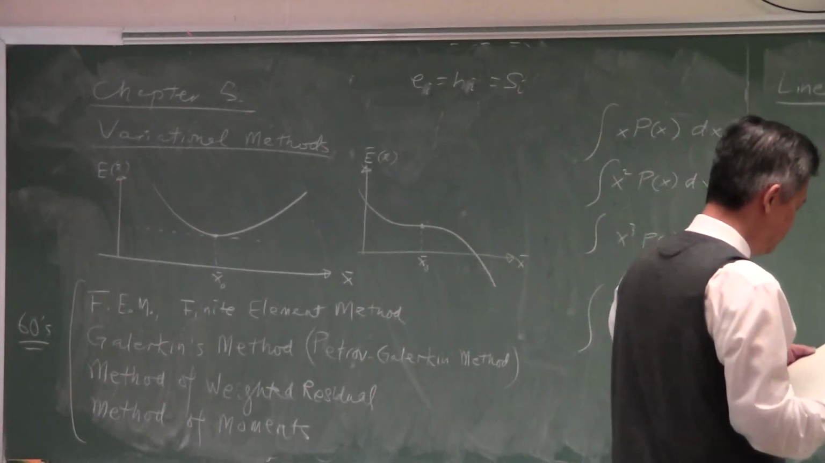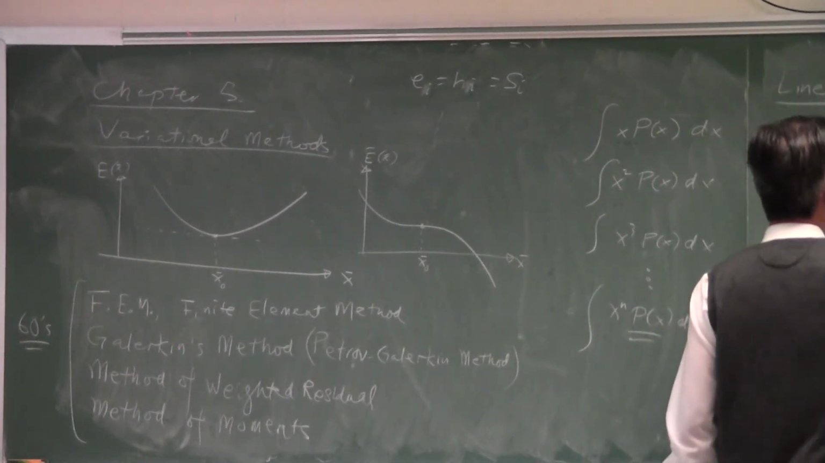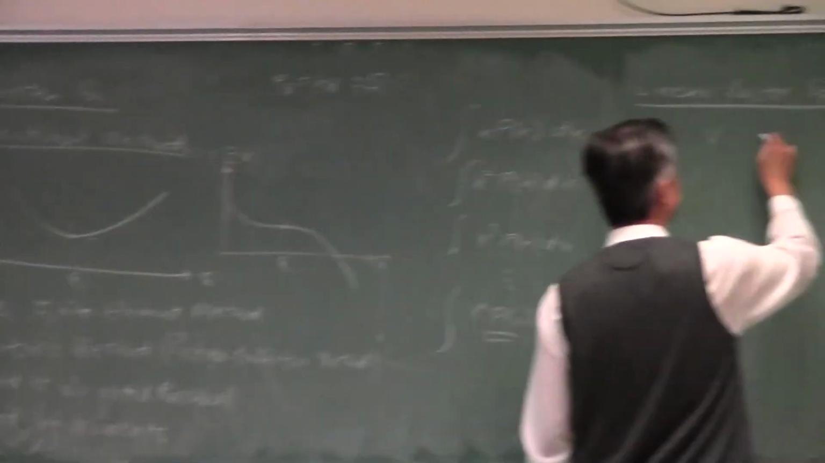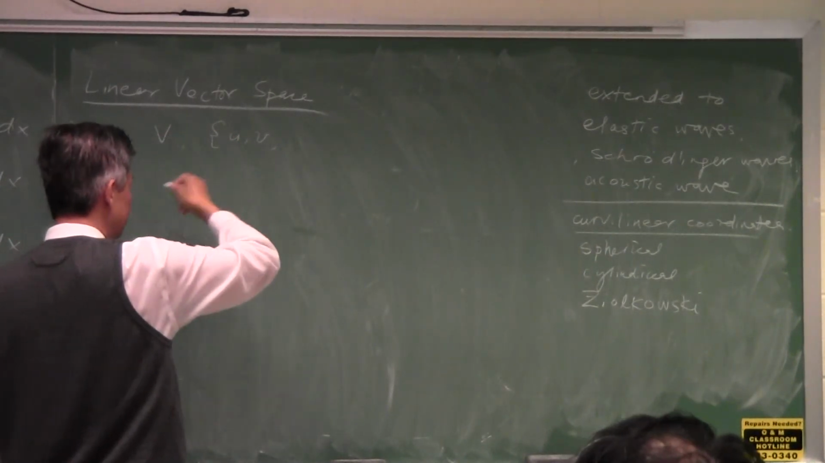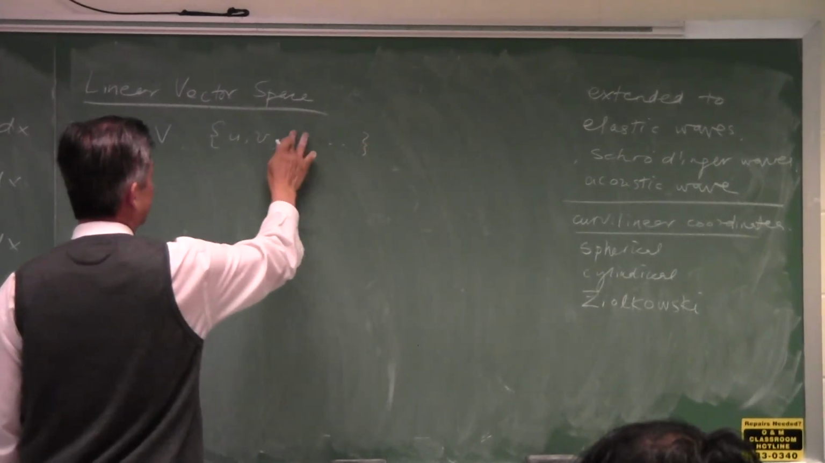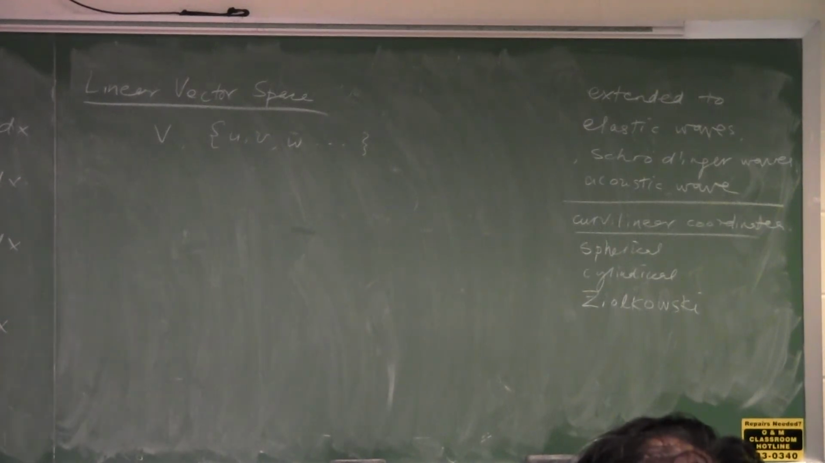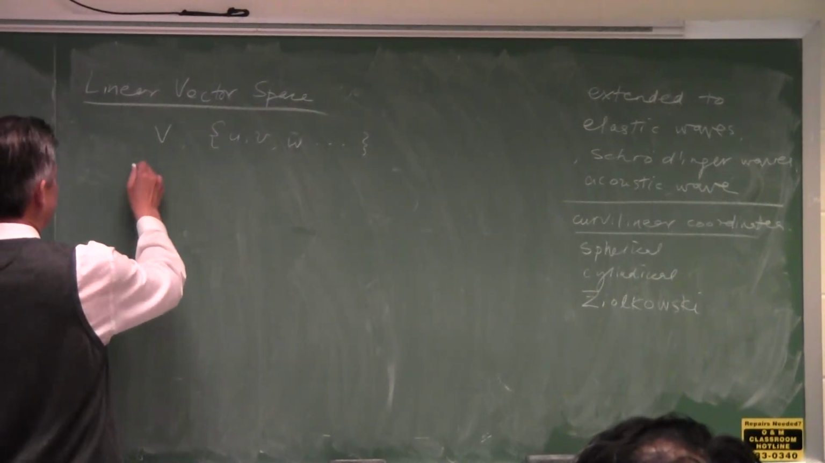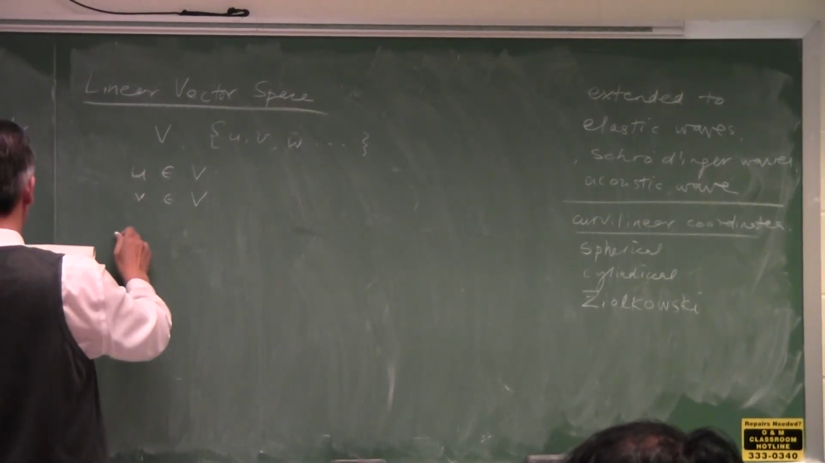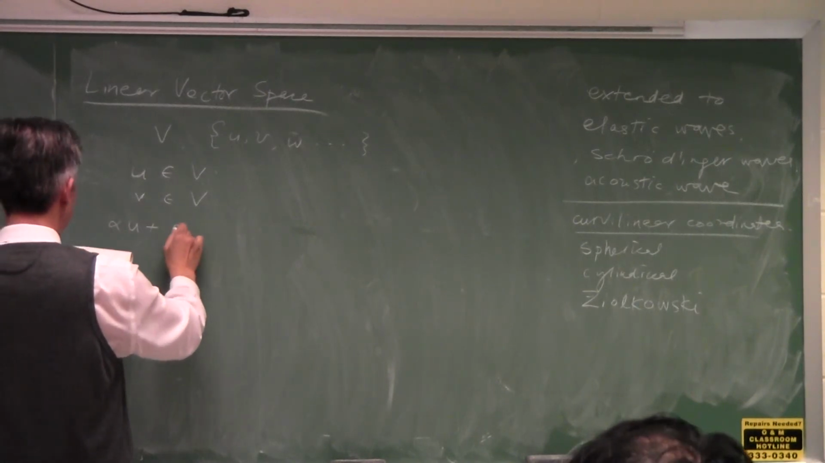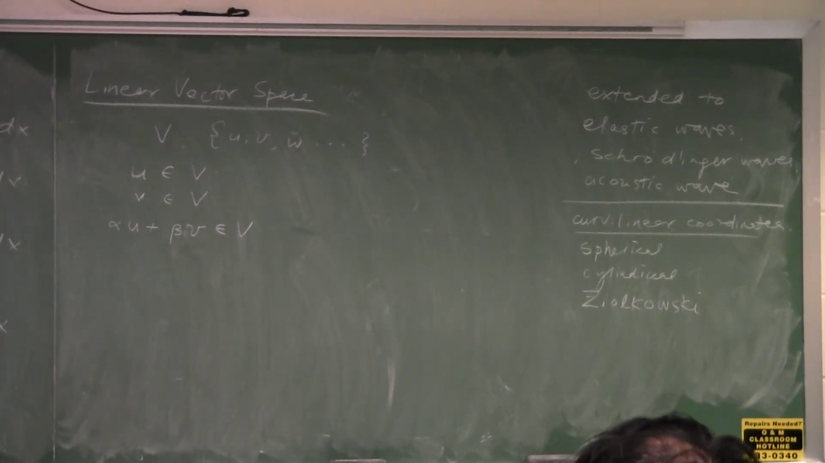Okay? So if you have a vector space, then the vector space contains sets of elements. This could be vectors, but usually mathematicians don't bother to use overbar to represent vectors. Let's just assume that U, V, W are vectors. Then one of the things that you know about linear vector space is that if U belongs to V, and V also is a member of this linear vector space V, then alpha U plus beta V is also a member of this vector space V. And mathematicians like to distinguish vectors from scalars. These are scalars.